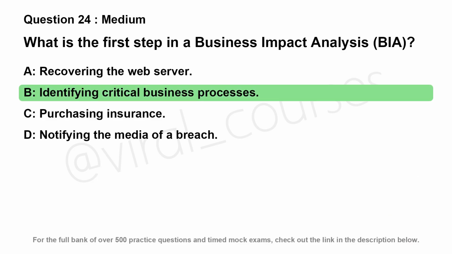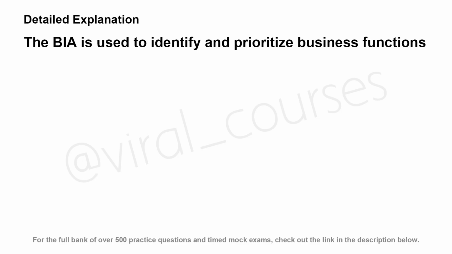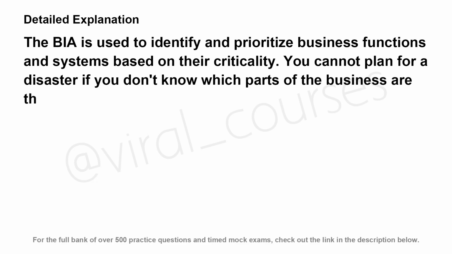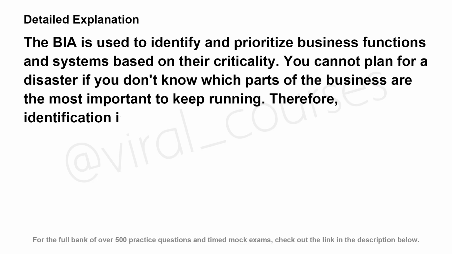The correct answer is B. The BIA is used to identify and prioritize business functions and systems based on their criticality. You cannot plan for a disaster if you don't know which parts of the business are the most important to keep running. Therefore, identification is the foundational first step.